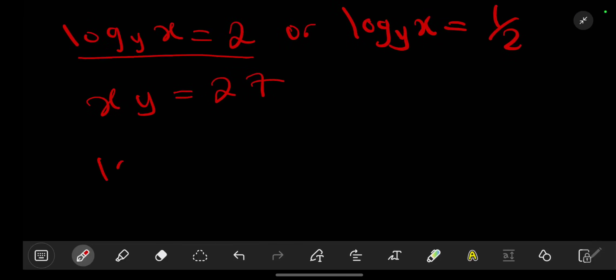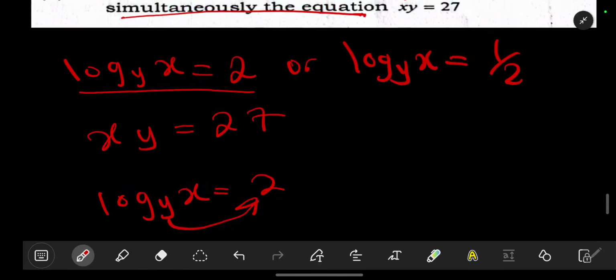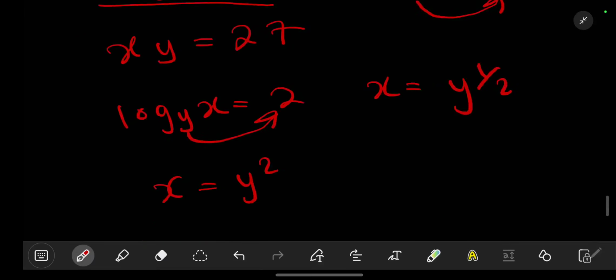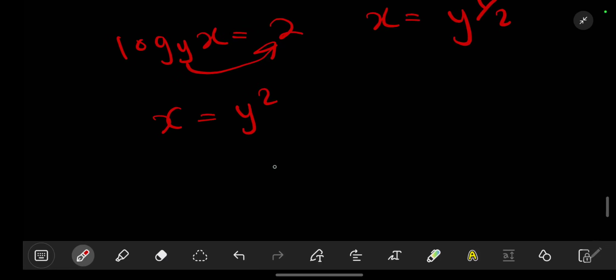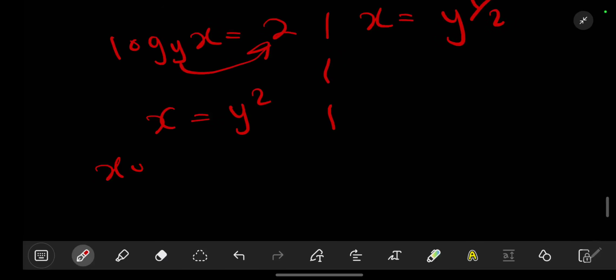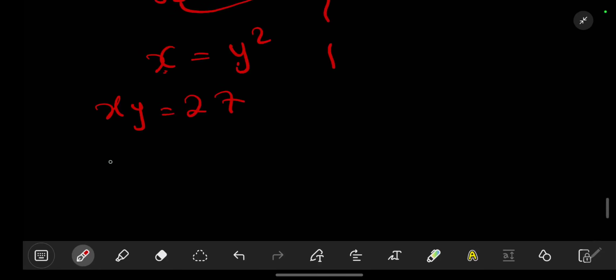So for the log of x base y should be equal to 2, this goes this side, it will be x is equal to y squared. Then this other one, it will be x is equal to y to the power 1 over 2. So we are solving simultaneously, so it's more like you split. So we have xy should be equal to 27, x is equal to y squared. So where there is x, you are going to put y squared.